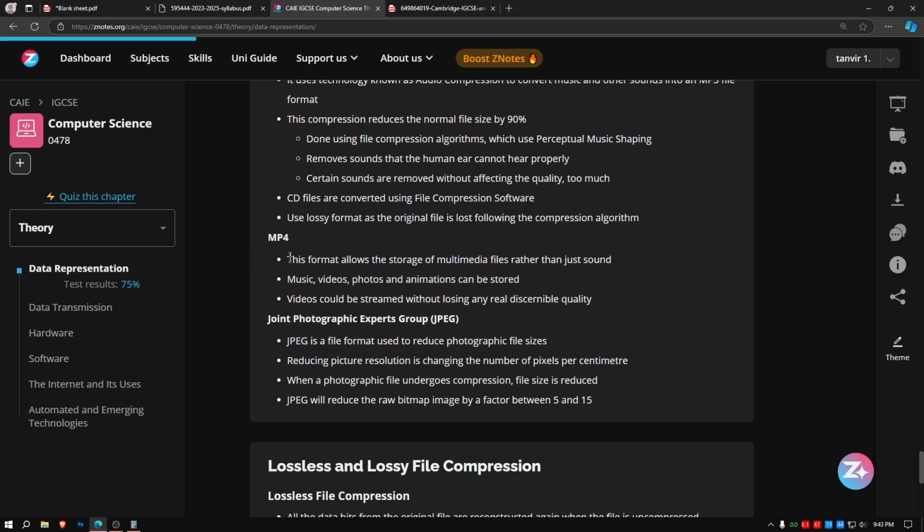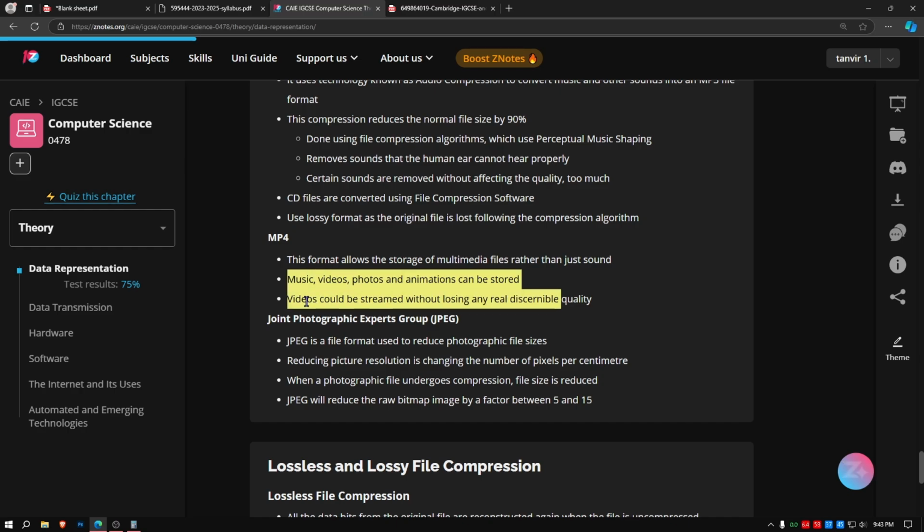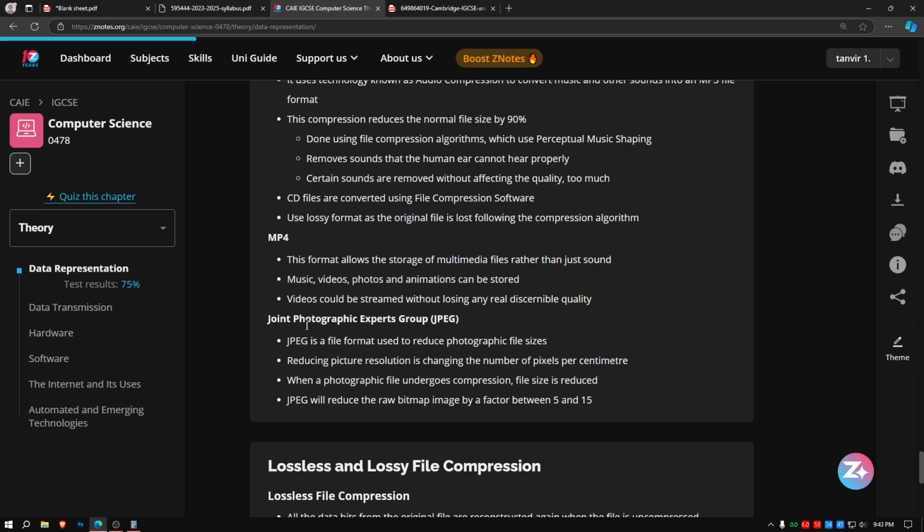So next up is MP4. This format allows the storage of multimedia files rather than just sound. So music, videos, photos, animations can be stored. Anything, honestly. Videos could be streamed without losing any real discernible quality. So MP4 is basically this, nothing major. It is also compressed. It is lossy. It is not lossless.